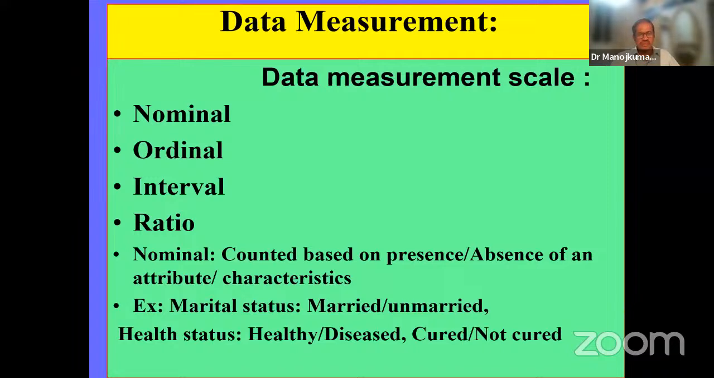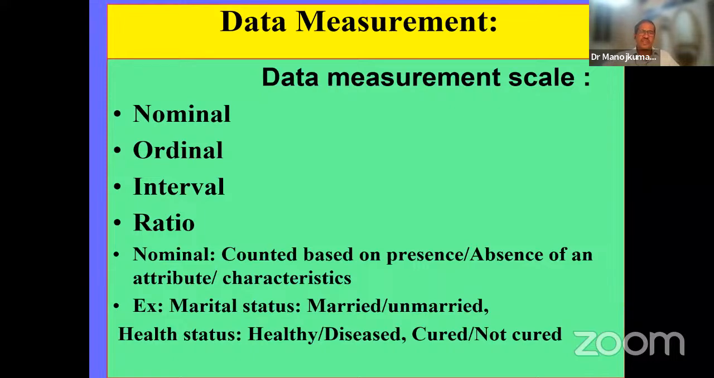Mainly when we collect the data, in order to classify them, there are 4 types of scales we use for measuring the data: nominal scale, ordinal scale, interval scale, and ratio scale. Nominal scale means we just count the data based on presence or absence of a particular character. Suppose you collected data about marital status in a certain community, and you noted their marital status as either married or unmarried. Our focus is whether the person is currently married or not. This type of variable we call nominal. We just classify based on presence or absence of this character.